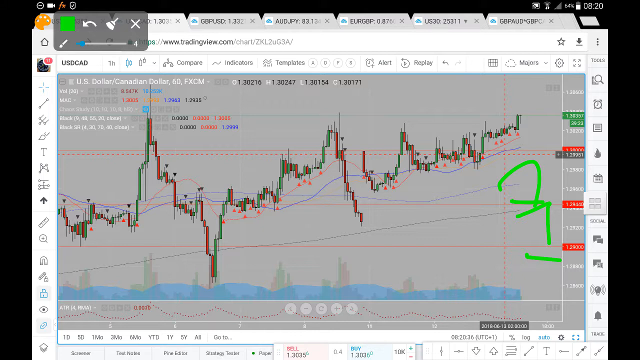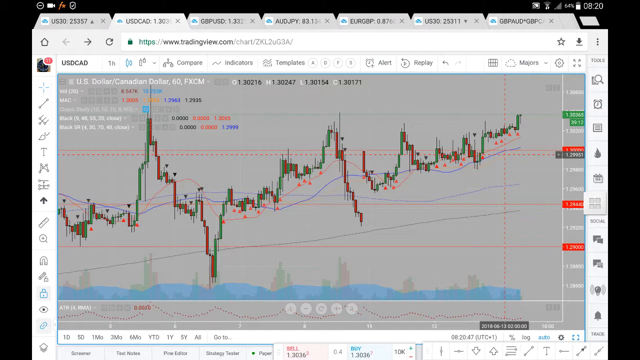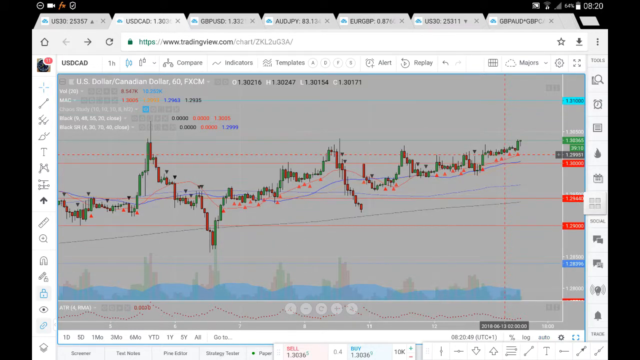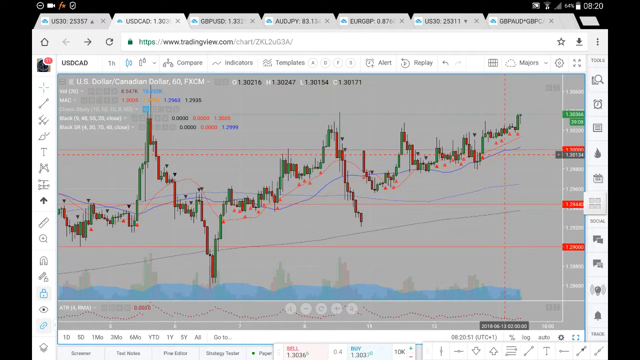Don't anticipate 129 coming into focus here on the US dollar CAD. I reckon it's a bit too far out of the range. So if we do turn around and we're not able to hold support at 130, we're looking to see price react towards 129.44 here on the US dollar CAD. Mentioned levels both to the upside and the downside.